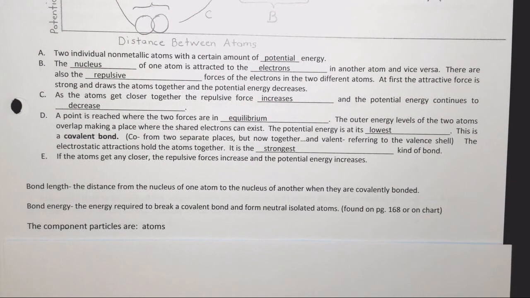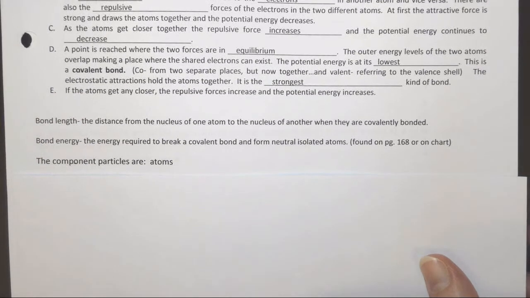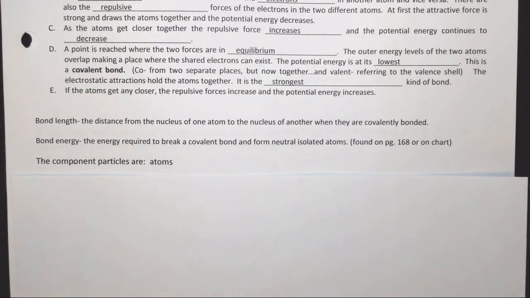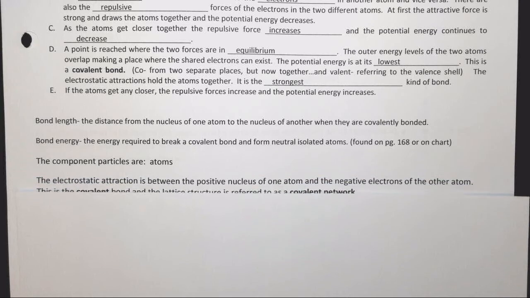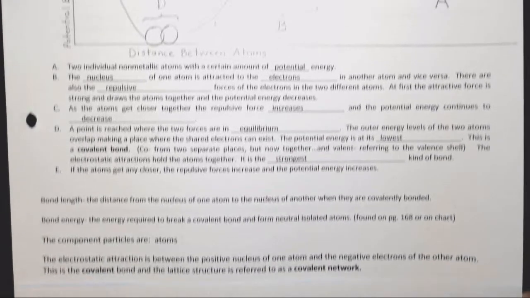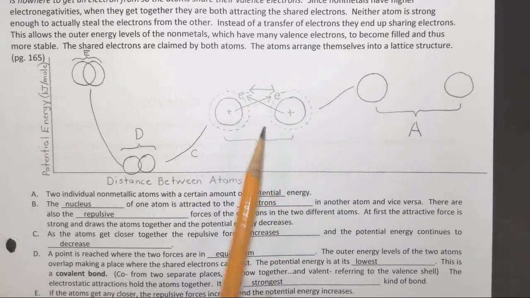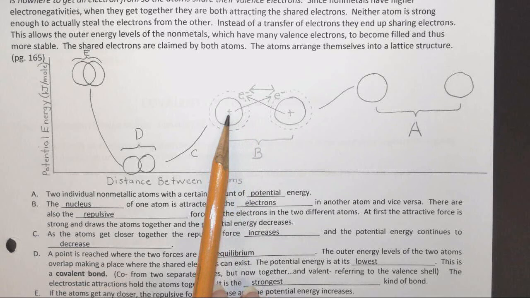The components of a covalent network are the atoms. That's what makes them up. And the electrostatic attraction is between the positive nucleus of one atom and the negative electrons of the other atom. That's the nature of the covalent bond. A lot of times it's described as the sharing of the electrons. Well, it's actually that attraction.